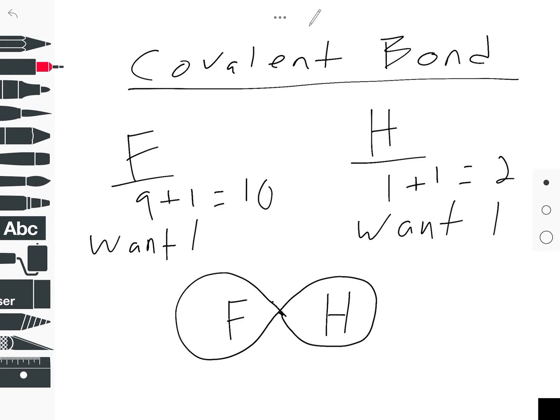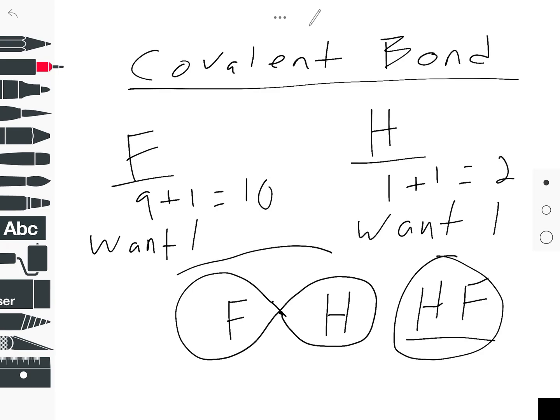Okay. So anyways, this is a real compound. HF is hydrofluoric acid, and it has a covalent bond between them. So this is actually what we see in real life too. It's not just what we talk about in science class. It's a real thing. Okay. So that's how you draw it right here. This is how you draw a covalent bond.